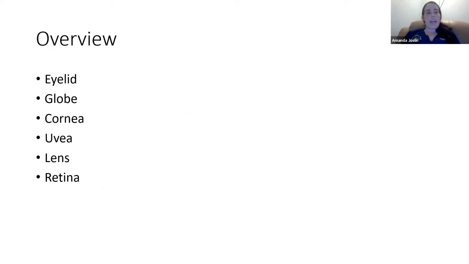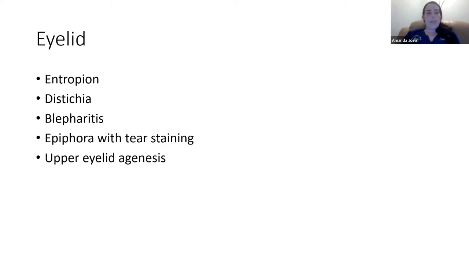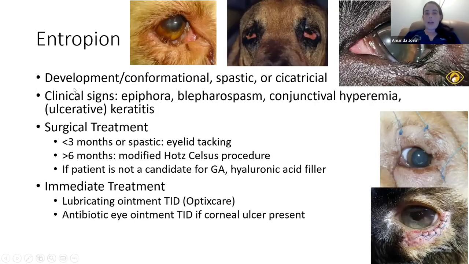So we're going to start on the outside of the eye and then move our way in. We'll start with different eyelid abnormalities. I tried to pick a lot of things that had pictures.